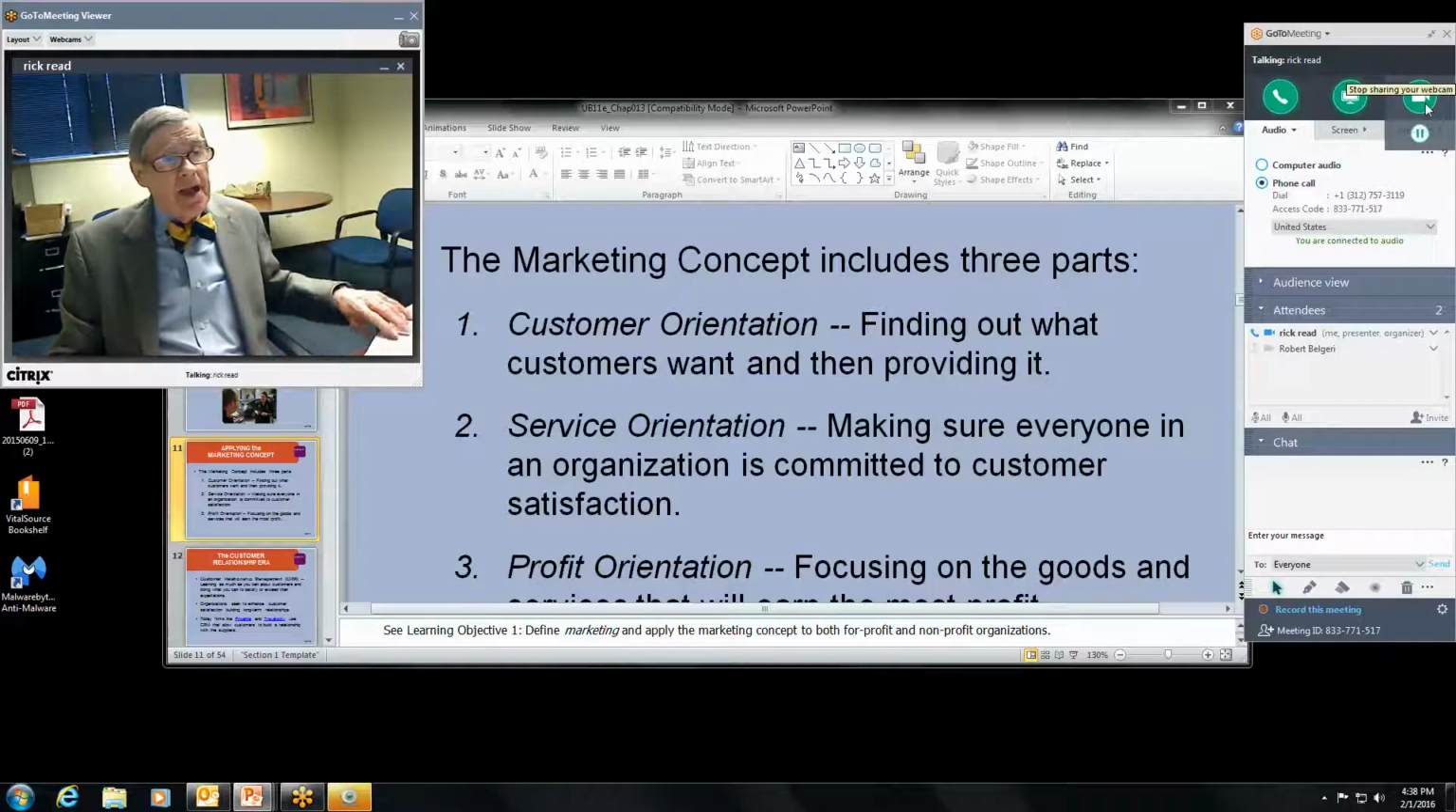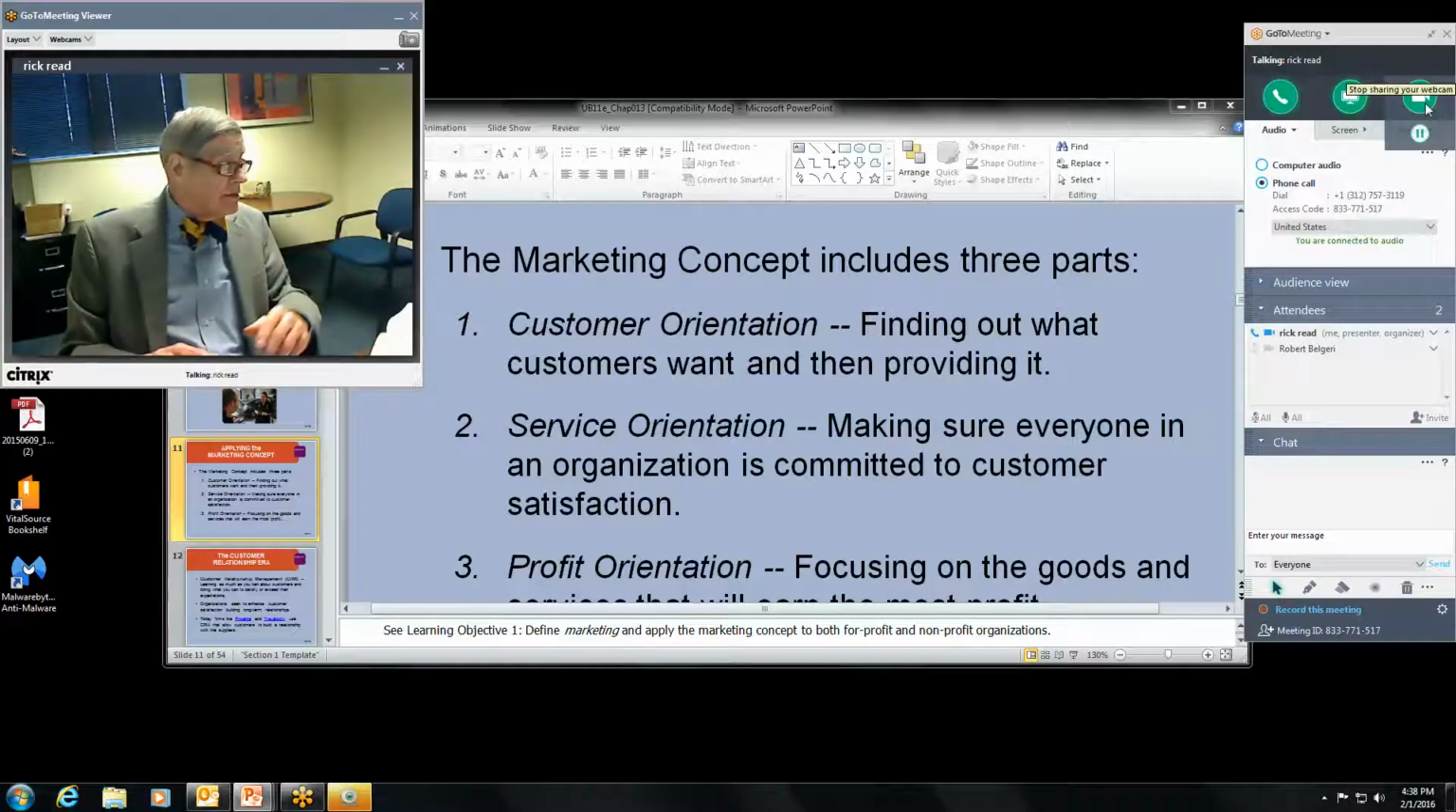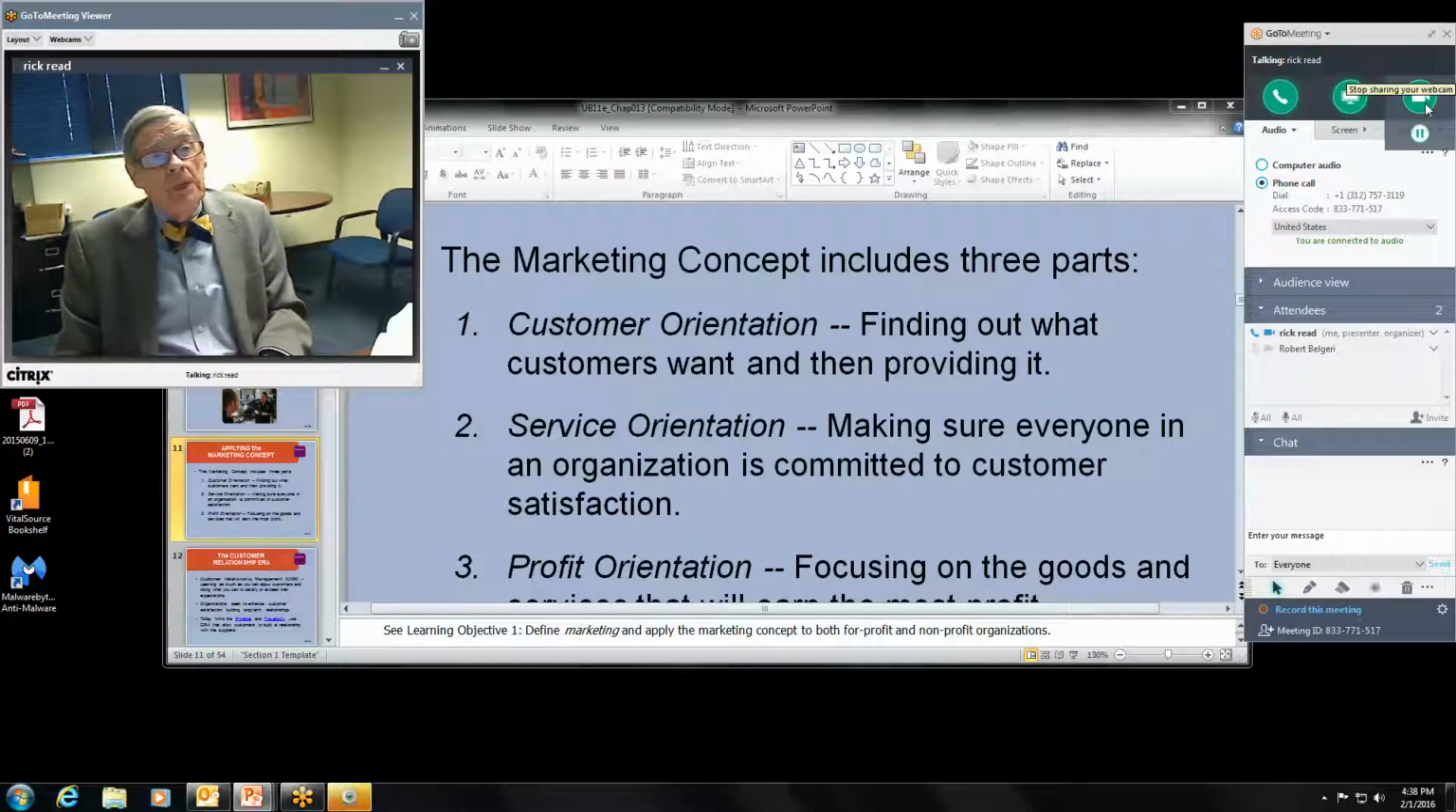Selling era is exactly what it said. You went ahead and sold people. Then we had the marketing concept era, which is what we have here. We have three keys here. Look at this as a three-legged stool, if you will. Customer orientation, service orientation, and then profit orientation. Well, obviously, these are all fairly well understood.